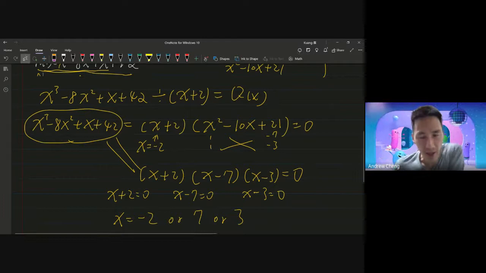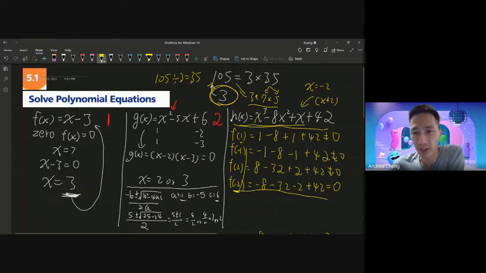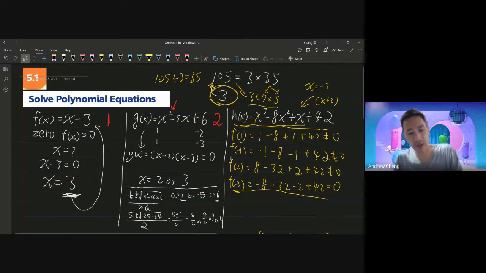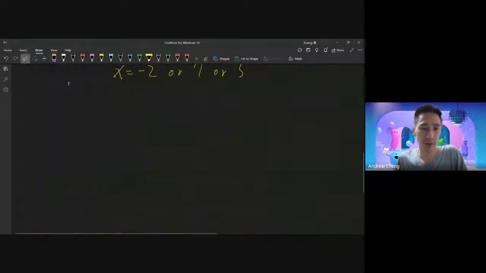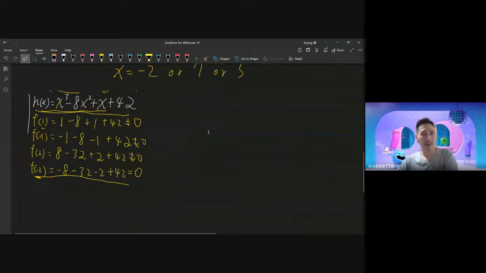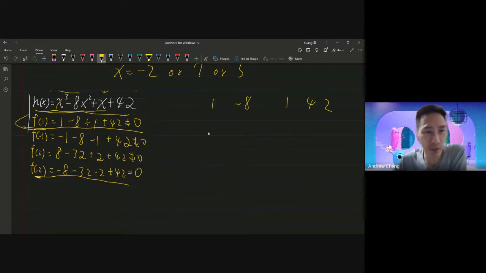Okay, so this is how to solve polynomial equations. You have to keep plugging in numbers to see which one works. Oh, another method is to use synthetic division. I will use the same method here. All that matters is to find zeros, using plugging in, and you can also use synthetic. So first, this 1, negative 8, 1, 42.